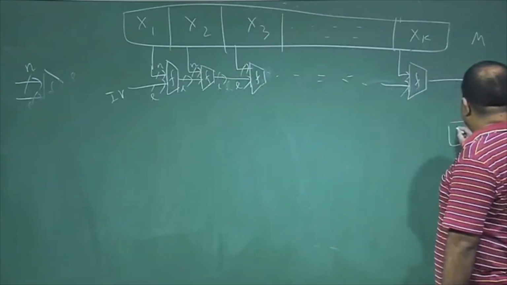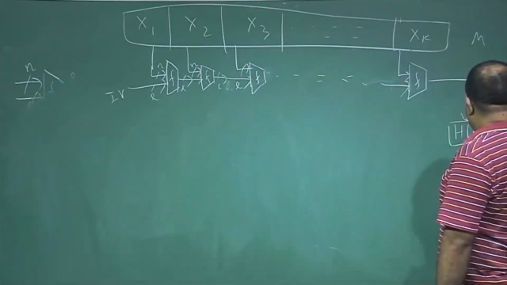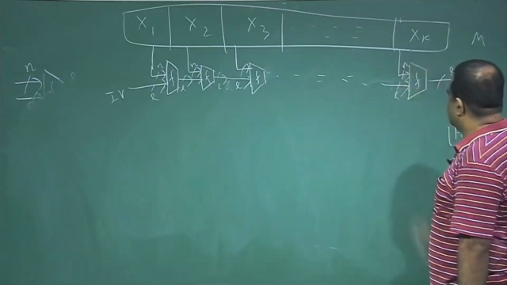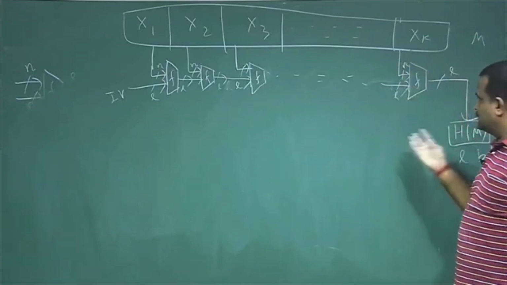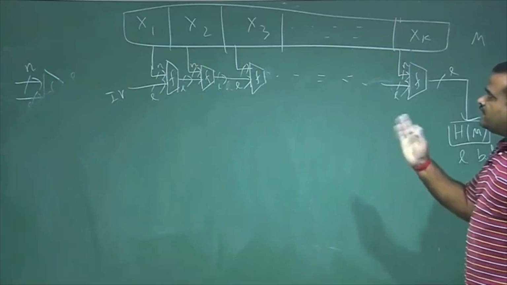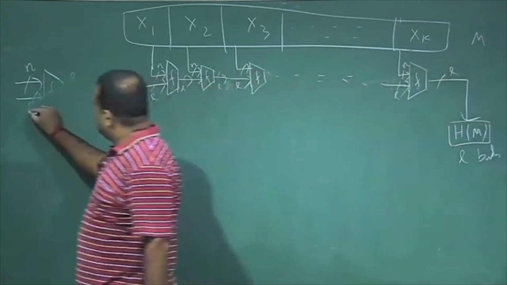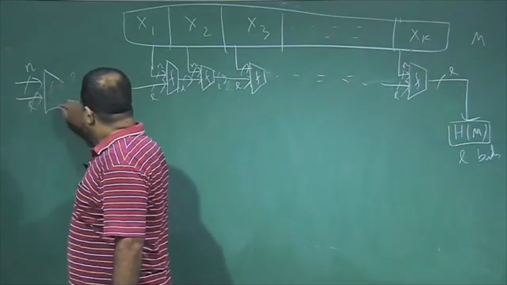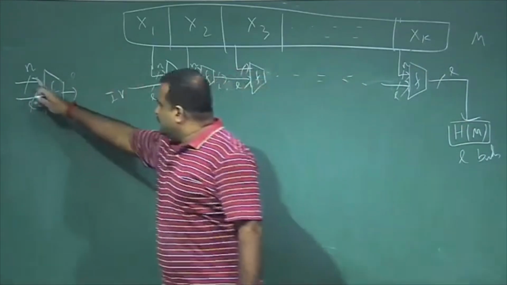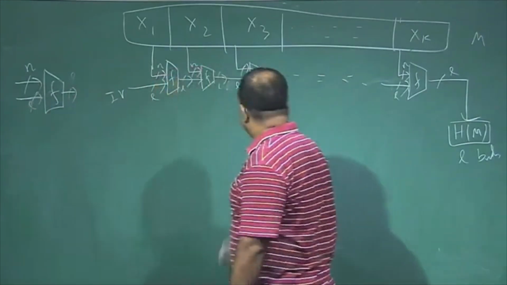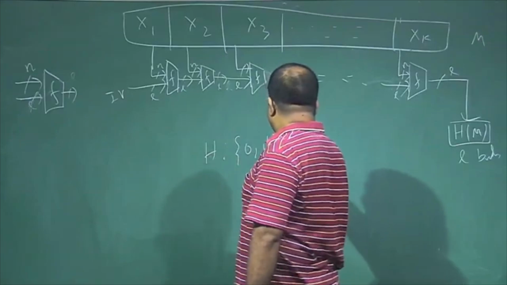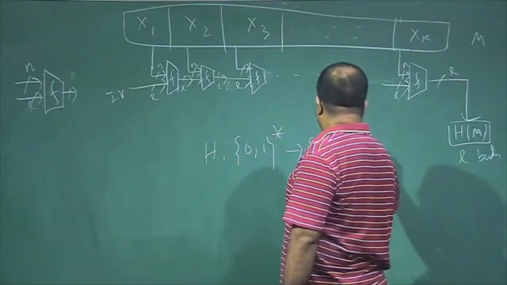This is our l bit output and this is our H of m, this is basically l bits. This is the hash digest. So, this is the hash function, this is the digest, H of m. Every hash function has this compression function, which is the heart of the hash function, taking two inputs, n bit and l bit, and giving us output. So, this hash function is a function from 0 1 arbitrary bits to 0 1 to the l bits.